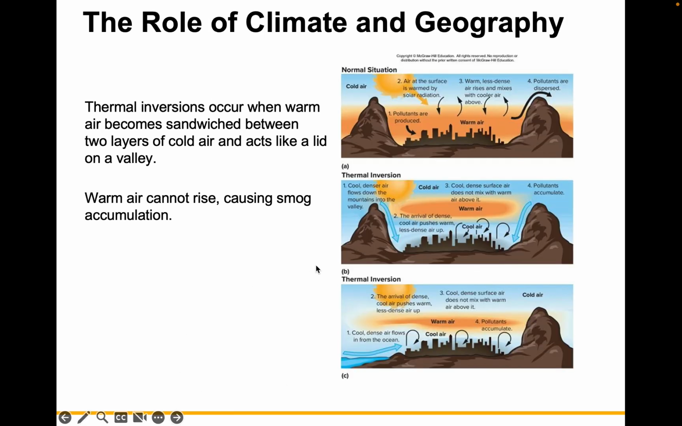So a question I have for you is, are thermal inversions a problem just in places like California, or is that something we could see here? And the answer is that we can see it here. How long ago was it?